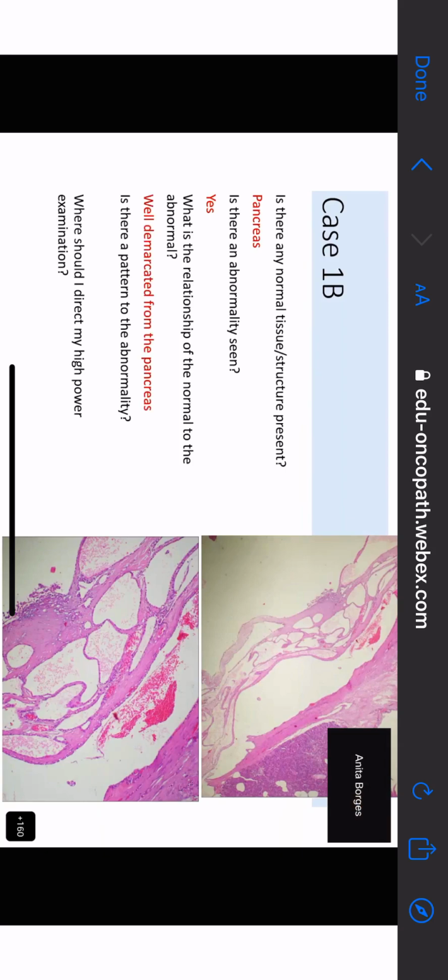That is the pattern. What is the relationship of the normal to the abnormal? It is well demarcated from the pancreas. Yes or no? Yes, ma'am. Very good. Is there a pattern to the abnormality? Yes, ma'am. Cystically dilated spaces. Excellent. And where should you direct your high power? To the lining. The lining of the cyst.